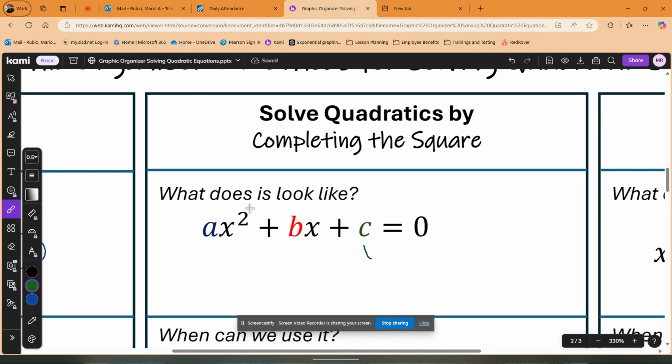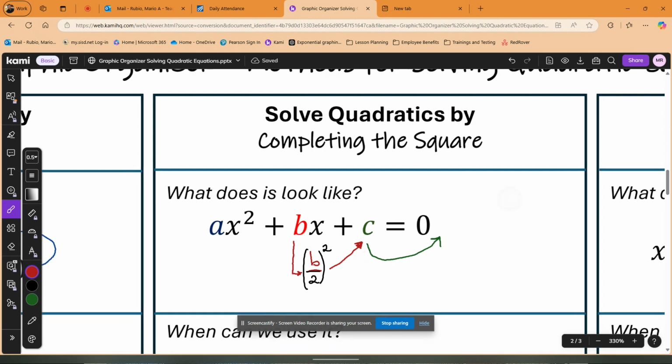What we do is we isolate the variables by taking this number to the other side of the equal sign. And then the coefficient, whatever number is in front of the x, we're going to divide by 2, then we're going to square it, and whatever was there is now going to be this quantity. You'll have a new trinomial, we're going to simplify that, and then we'll factor it just like we did with factoring. Let's look at the steps for this.